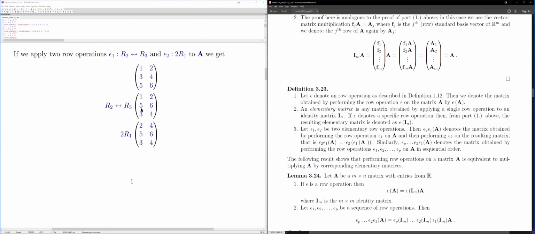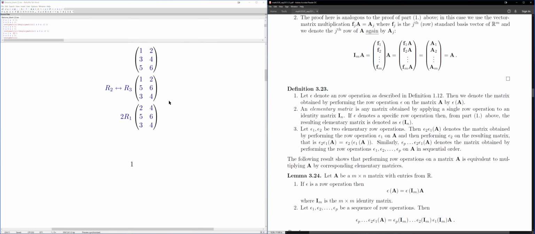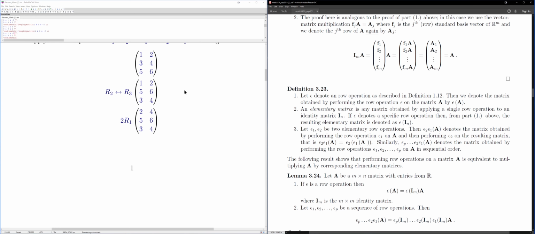First you switch row 2 and row 3, which is what we do over here. Then the second one, you multiply row 1 by 2. That's the normal notation that we saw before. Now we want to see the new notation. Remember, A is this matrix 1, 2, 3, 4, 5, 6, epsilon 1 is switching row 2 and row 3, and epsilon 2 is multiplying row 1 by 2.